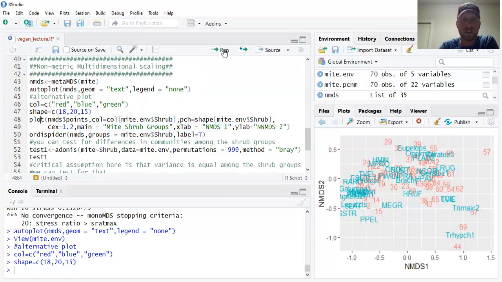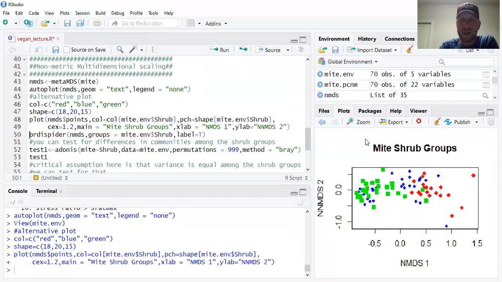So if I click here and just hit run, we get a plot that shows NMDS1 and NMDS2, and instead of all of the sites just being numbered with the same text, what we now have are sites that have different levels of shrub abundance.